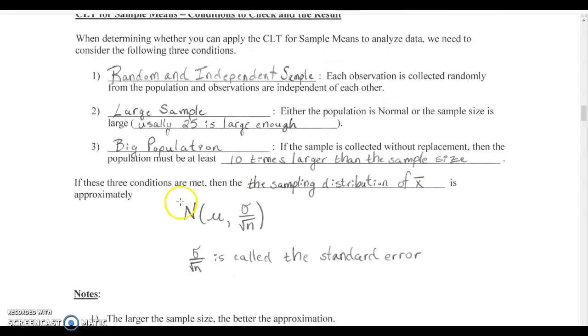If these three conditions are met, then the sampling distribution of x bar, the distribution that x bar is pulled from, and remember, we will only have one x bar, but the sampling distribution of x bar is approximately normal with a mean of mu, the true population mean, and a standard deviation of the standard error, which is the population standard deviation divided by the square root of n, the sample size. This sigma divided by the square root of n is called the standard error. Don't forget that.